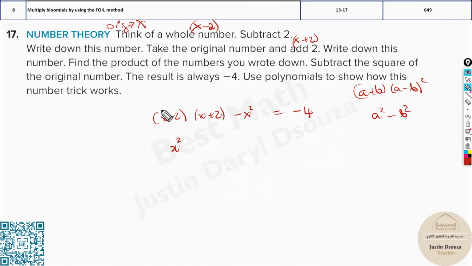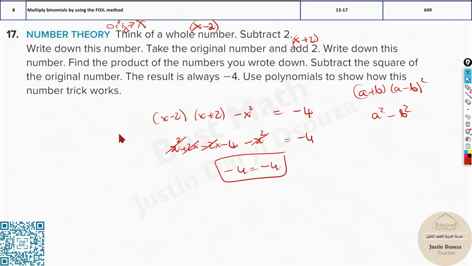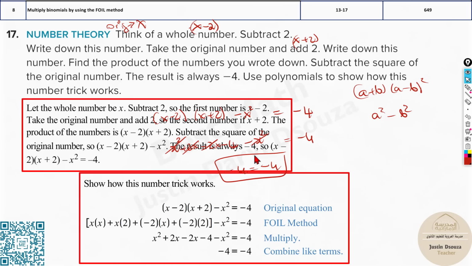But otherwise, I'll solve this up. X squared plus 2x minus 2x minus 4. This cancels off. And we have minus x squared. It also cancels off. Is equal to minus 4. Yes, it will be minus 4. That is true. Now, since this is a multiple choice question, they may not ask you to prove it. They might ask you what will be the answer. See over here, the whole number minus 2, whole number plus 2, and subtracted by x squared. If you solve this up, the answer will be negative 4. So, that is the correct answer.